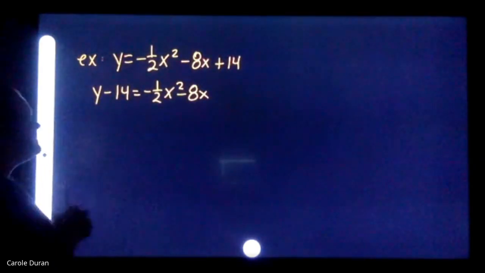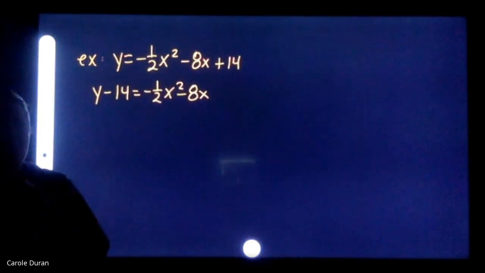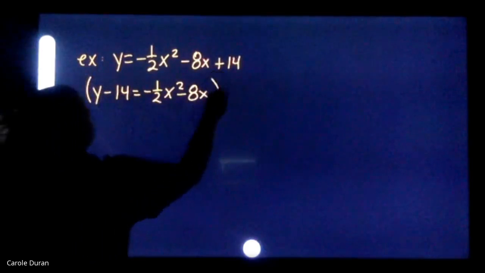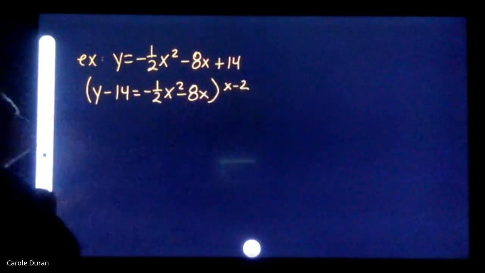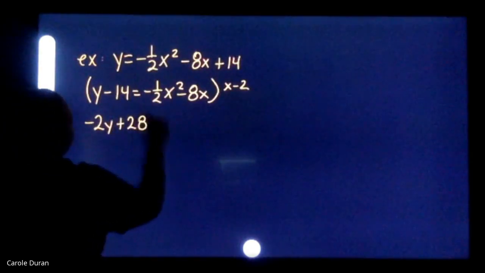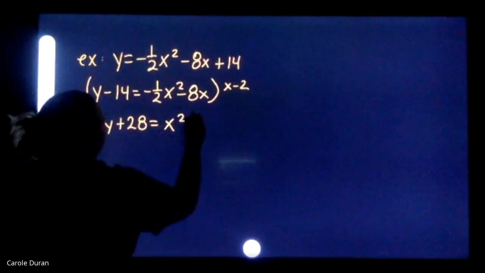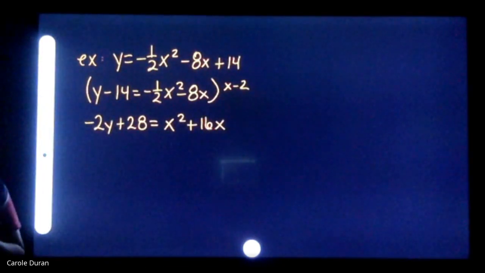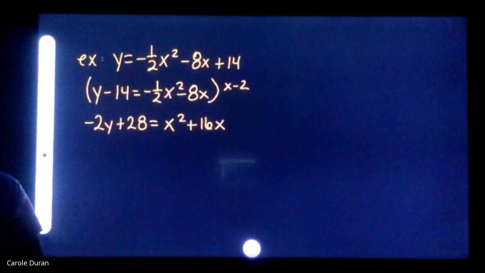So what's the opposite of dividing by -1/2, sorry? It would be to multiply everything by -2. So let's go ahead and do that. When I do that, I get -2y plus 28 equals x squared plus 16x. And now I have nothing in front of my x squared. Eventually it's going to have to come back, but for right now we're good to go.